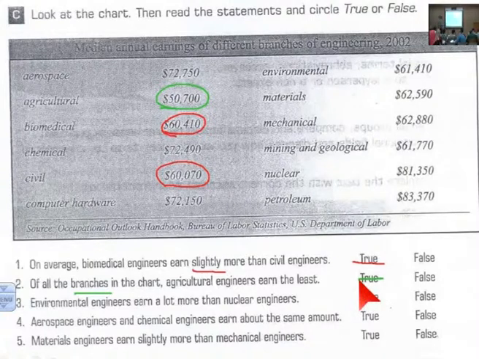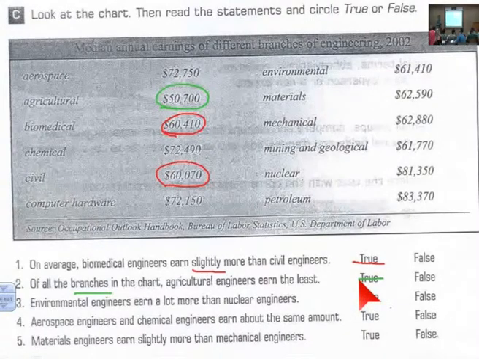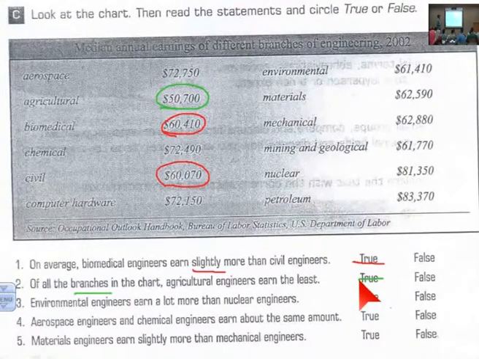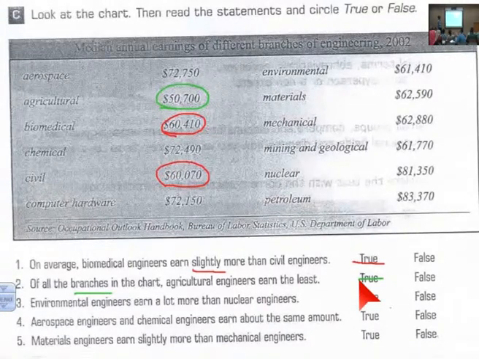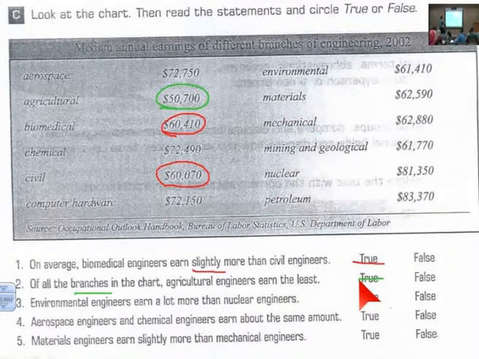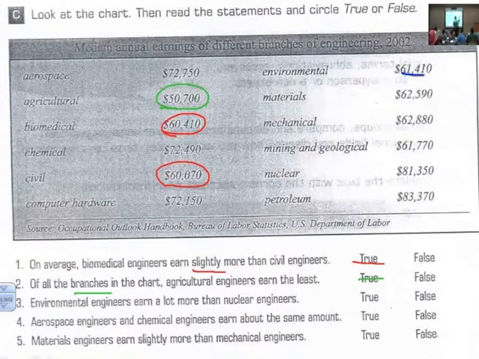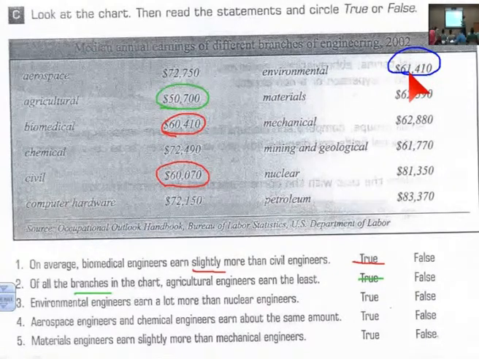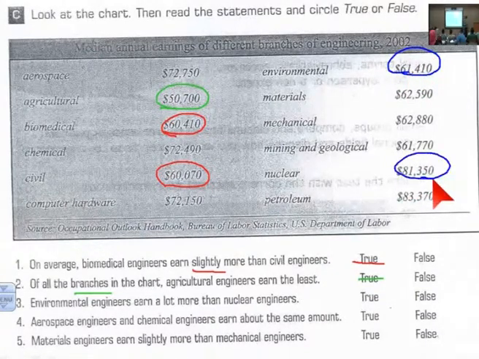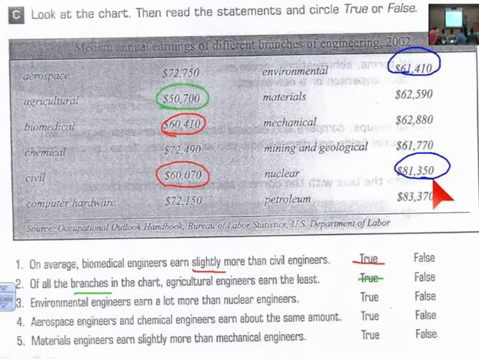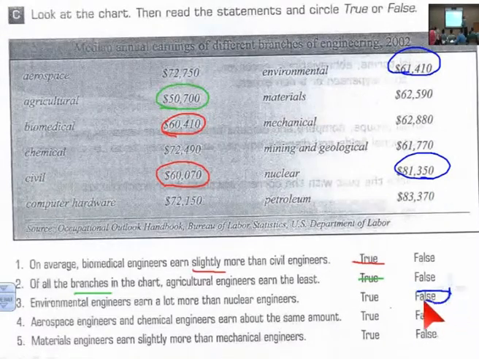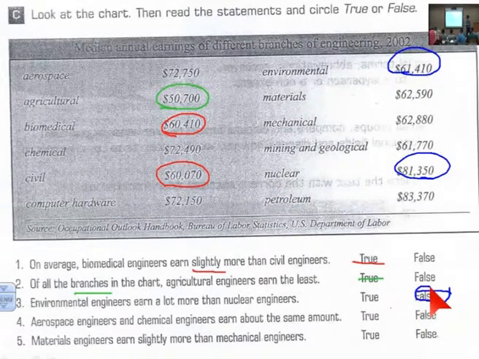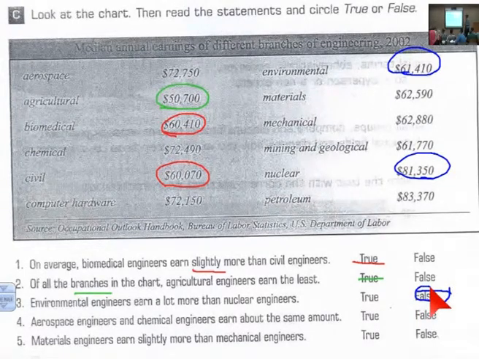Yeah. 3. Environmental. Please, Renine. Environmental engineers earn a lot more than nuclear engineers. True. Environmental. False. Let's see. خلينا نشوف ايش عندنا. في عندنا environmental and nuclear. There is a big difference. Yeah, okay. So it is false. It's false. Then next, please, Zaid.